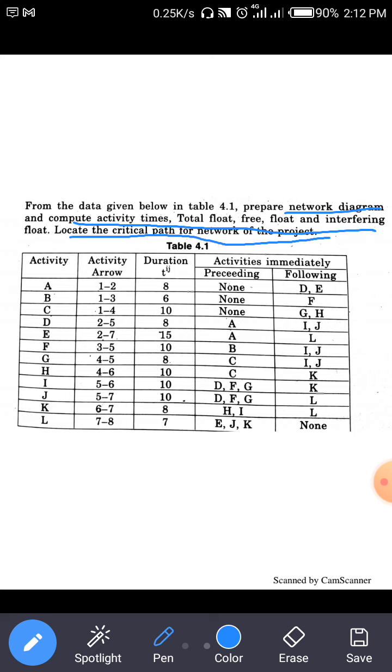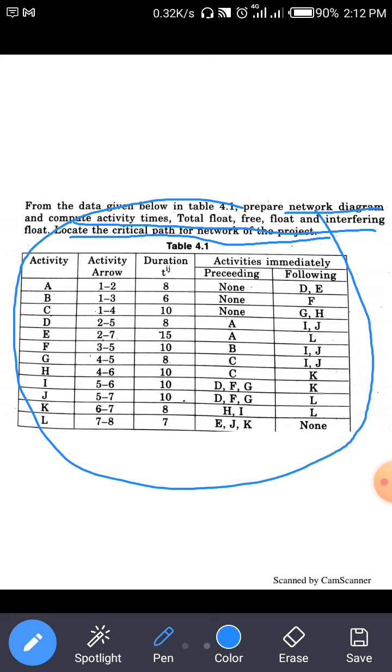So here we find the network diagram. First we draw the network diagram, then we find the activities' time, total float, free float, and interfering float, and also the critical path of the project. In this table the activities are given: A, B, C, D, F, G, H, I, J, K, L, with activity arrows.